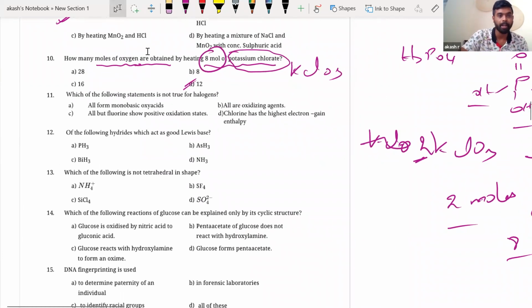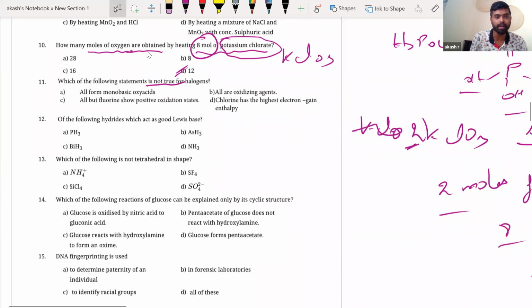Fine. Moving on. Which of the following is not true for halogens? All form monobasic oxy acids. First of all, what do you mean by monobasic? Can someone tell me what monobasic means? What is monobasic, people? Nobody knows what is monobasic.